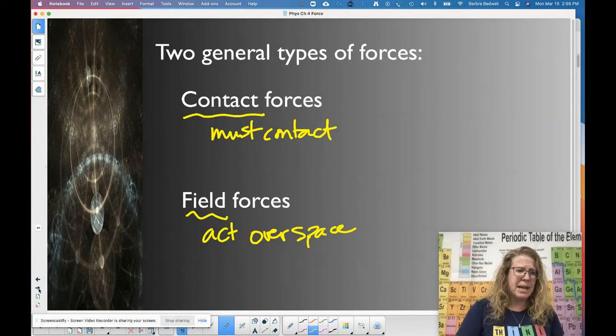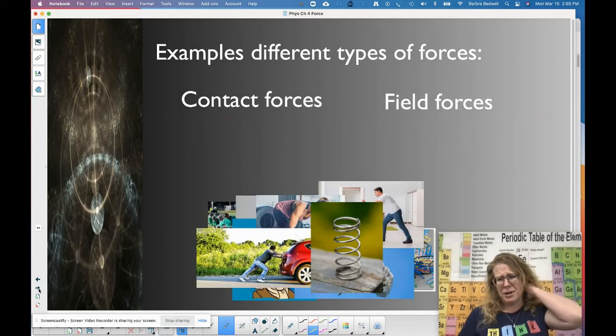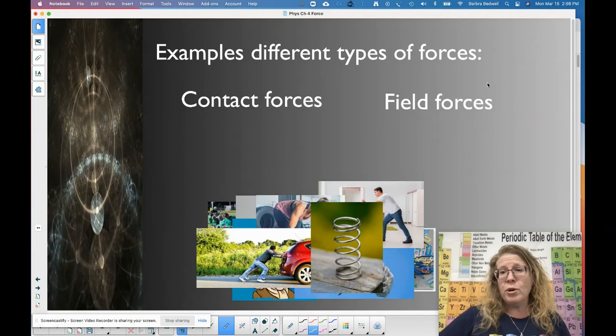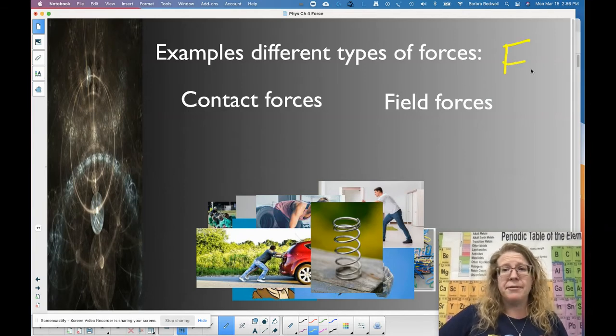So let's take a look at some examples of this. This is sort of a sorting idea. It's meant to be simple, but I'm going to put up on here some examples of contact forces and field forces, so that you can have an idea in terms of sorting. Each one of them has a little picture that goes along with it. On the right, I'll use some abbreviation letters so you can see what we typically do. When we're abbreviating the word force, its variable is always a capital F.